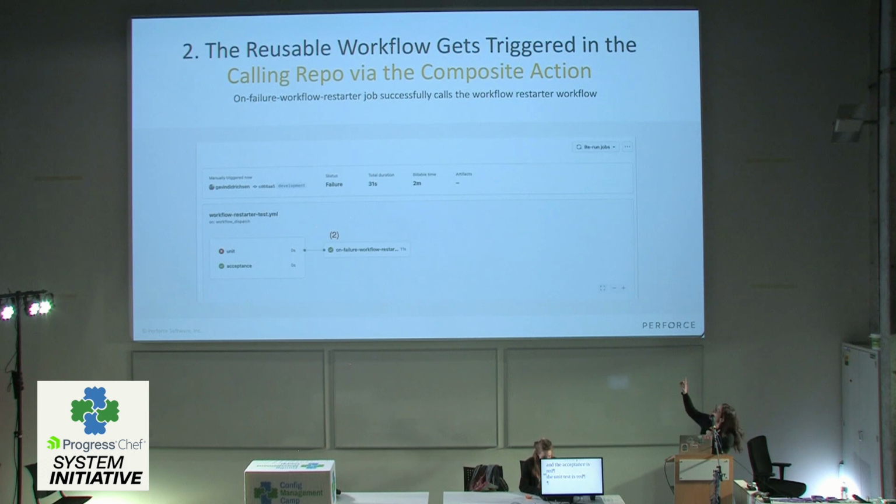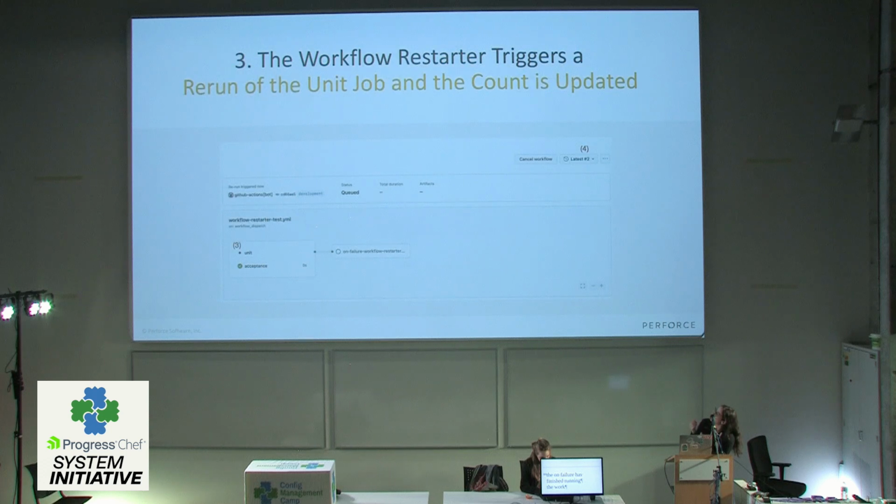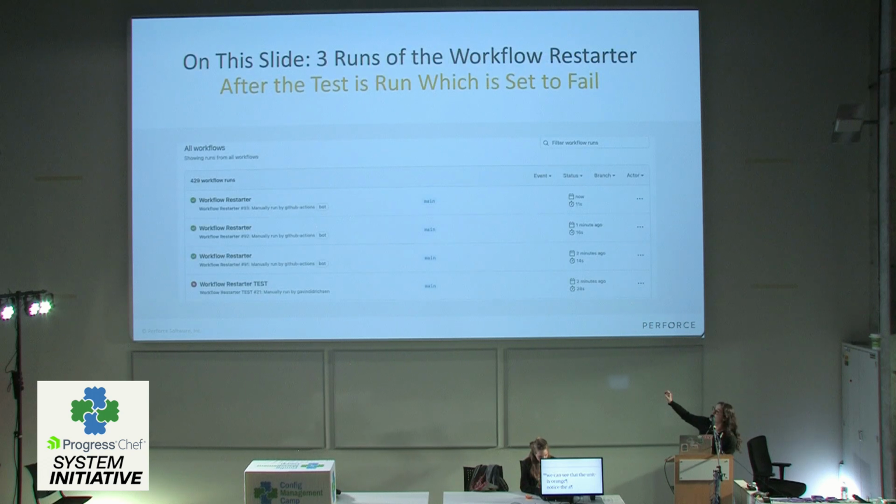Now we can see that the on failure workflow restarter proxy has finished running, and the workflow restarter has still not come into effect yet. And hopefully now in the next slide we'll see the third step here, where the on failure workflow restarter has finished running, and now we can see that the unit is orange. So that's going through a rerun of that unit test. And notice now that the acceptance is still green. So the workflow restarter is only going to rerun the failed jobs in your workflow.